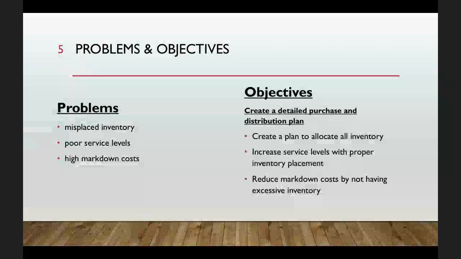The problems, like I've already mentioned, are the misplaced inventory, the poor service levels coming from understock when customers aren't able to get what they asked for, and the high markdown costs coming from the overstock that occurs whenever we have too much inventory in. The marginal loss is also a result of that. The objectives are to create a detailed purchase and distribution plan that allocates all inventory. If it all goes correctly, it's going to increase service levels with proper inventory placement and reduce markdown costs, on the same coin, by not having excessive inventory laying around.